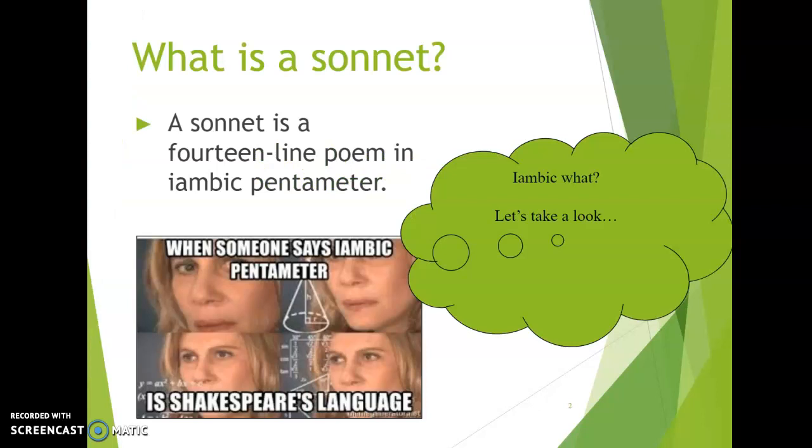So first of all, I think what you're all probably wondering, Mr. Thomas, is what is a sonnet? A sonnet is simply a 14-line poem that is written in iambic pentameter. Okay, now you may be a little bit confused right now. Iambic what? Iambic pentameter. Yes, this does have to do with William Shakespeare and his language and how he wrote.